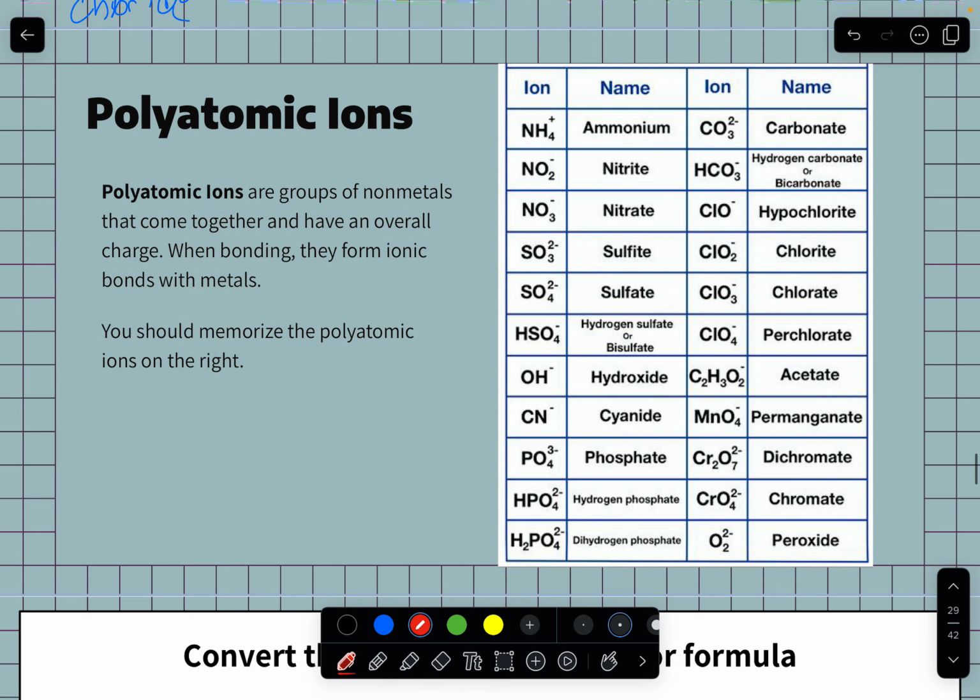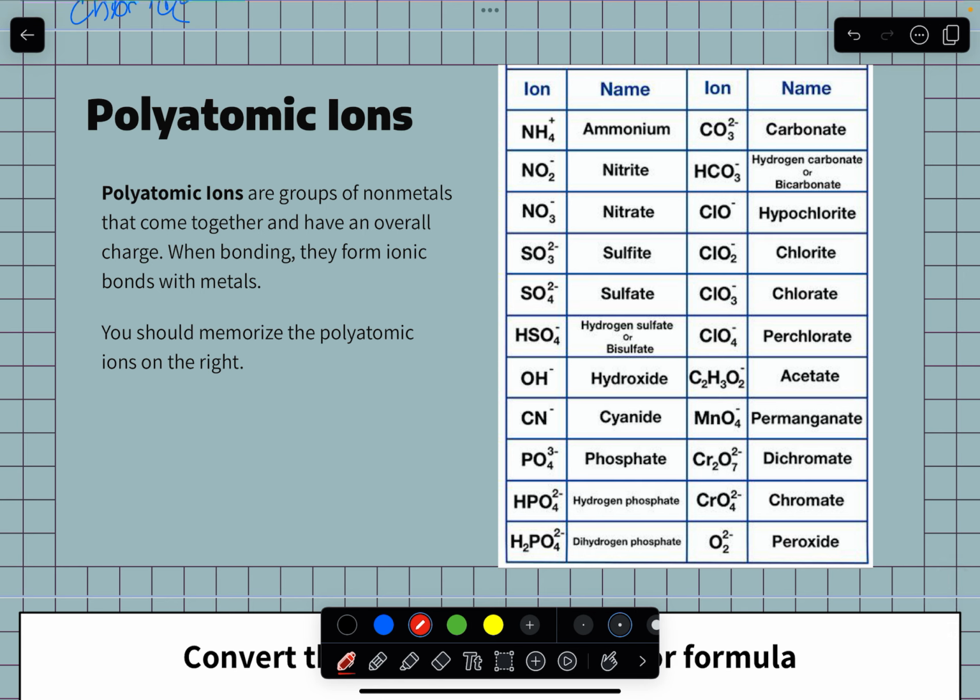Remember, with writing formulas and names, we do have polyatomic ions. Polyatomic ions are groups of nonmetals that come together and they have an overall charge. So if you look at this table on the right, every group of nonmetals, they all have a charge, right? So if it's a plus, that's a +1. Minus is a -1. If it has a number up there, that's a charge. So -2 for sulfite, right? And when they're bonding, they are going to form ionic bonds with metals because it has a charge already.